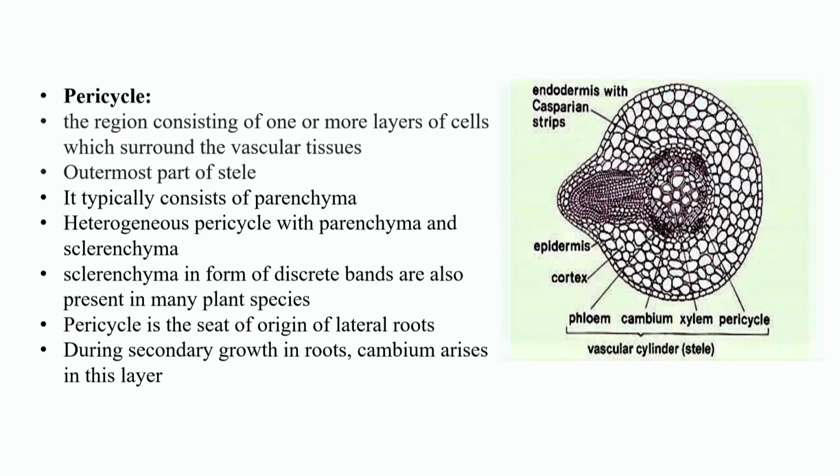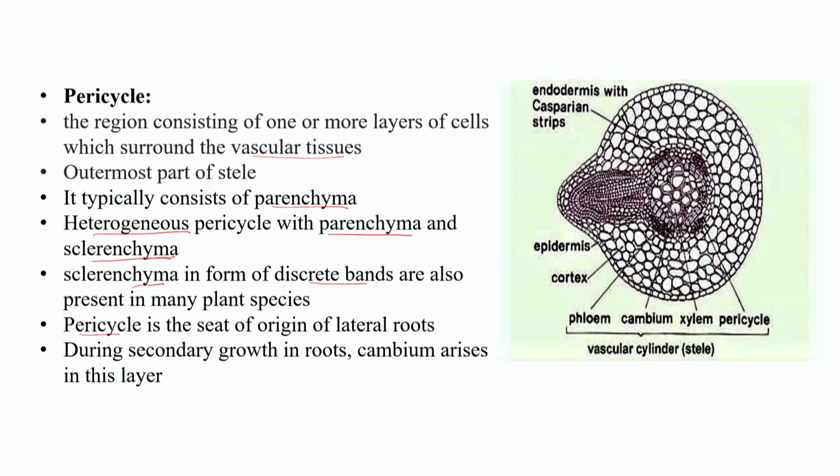Now, coming to pericycle, after endodermis you will see pericycle. Generally one layer of pericycle is there, and this pericycle surrounds the vascular tissue, and it is considered as the outermost layer of stele. It is made up of parenchyma, and it is heterogeneous in nature, because pericycle might be one layer thick or a few layers thick depending on the plant type. In dicot stem you will have somewhat multi-layered pericycle, but in roots you will see one layer, made up of parenchyma as well as sclerenchyma in patches. Sclerenchyma may form discrete bands.